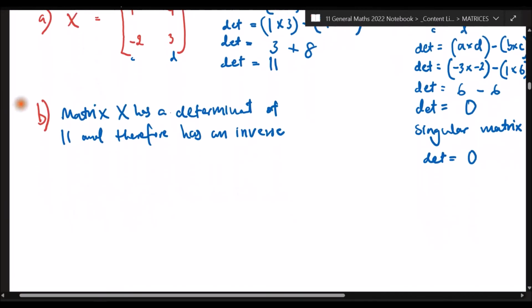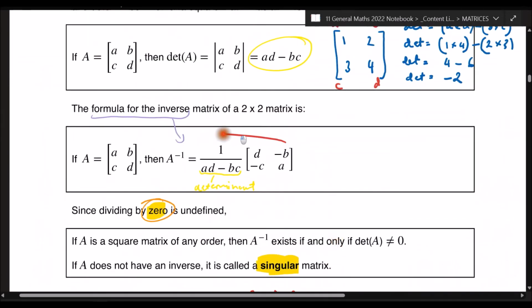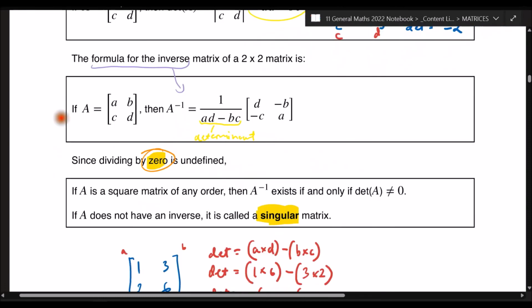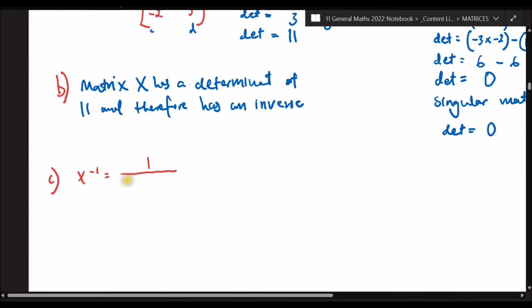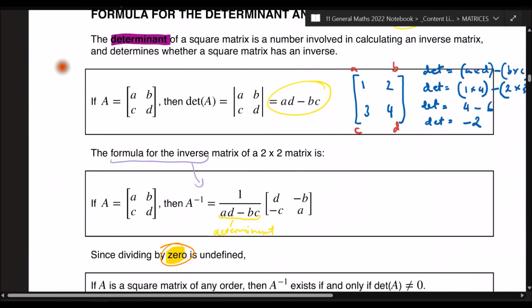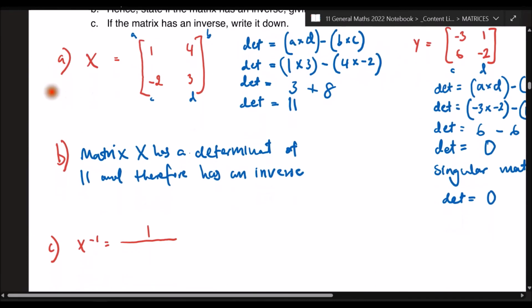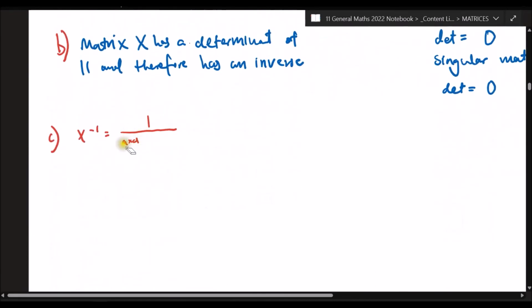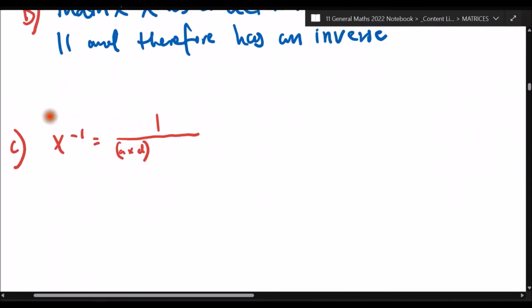If it has an inverse, question C says write it down. Now that we've determined that matrix X has a determinant, we can use the inverse formula I showed you to figure out what the inverse is. The formula for the inverse is 1 divided by the determinant, which according to the formula is A times D minus B times C, which is 11. I'll write it all here so that we're not getting confused, but if you understand, you don't need to put this in. You can just write down whatever the determinant is.